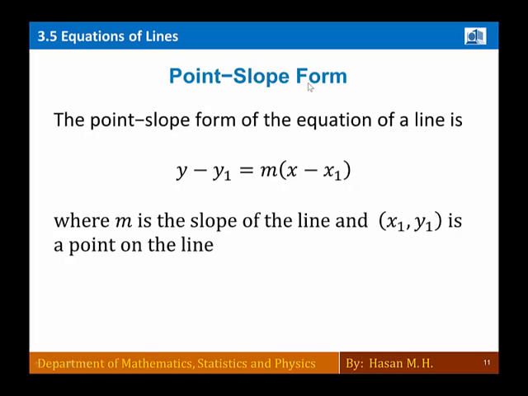Point slope form. The point slope form of the equation of a line is y minus y1 equals m times (x minus x1), where m is the slope of the line and (x1, y1) is a point on the line.